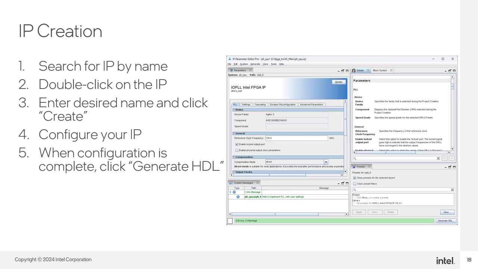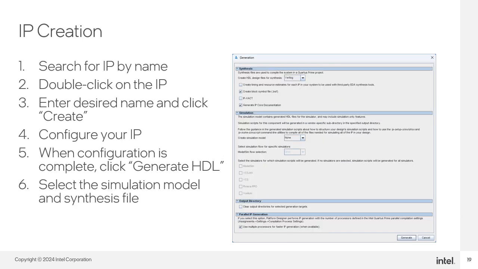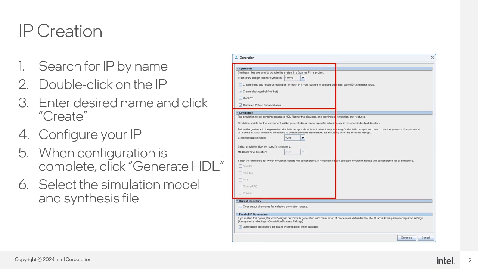When you are done configuring your IP, click on the Generate HDL button. The parameterization page that comes up next will allow you to select your language preference for both the synthesis and simulation files. This page also offers other parameters for you to modify according to your project's needs.